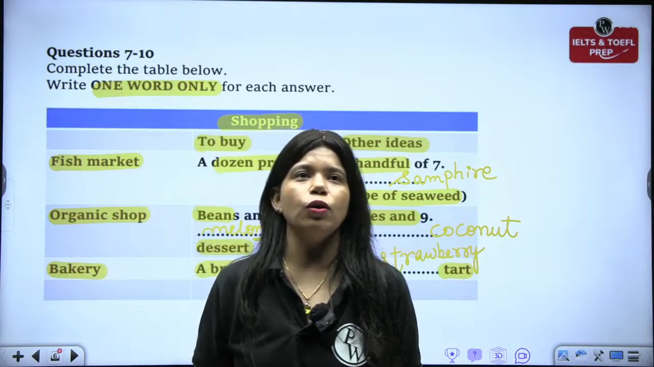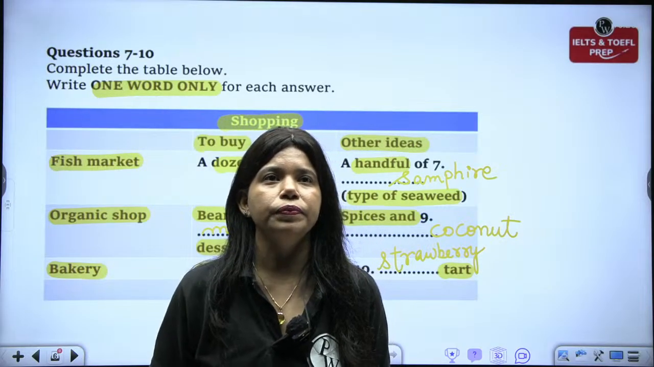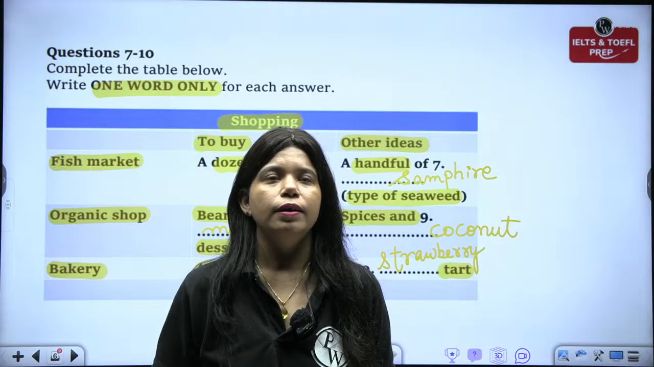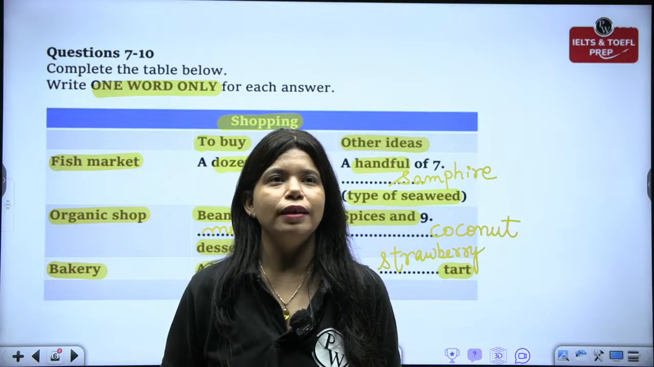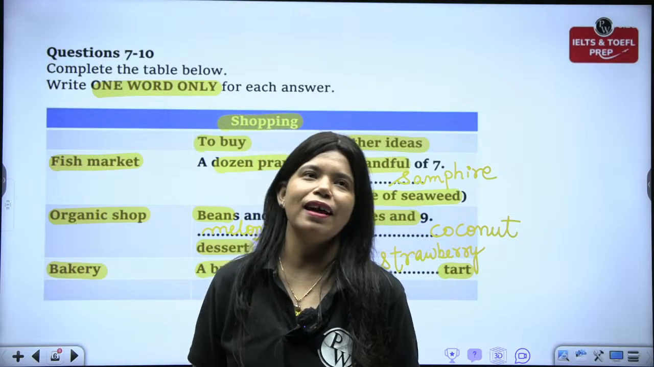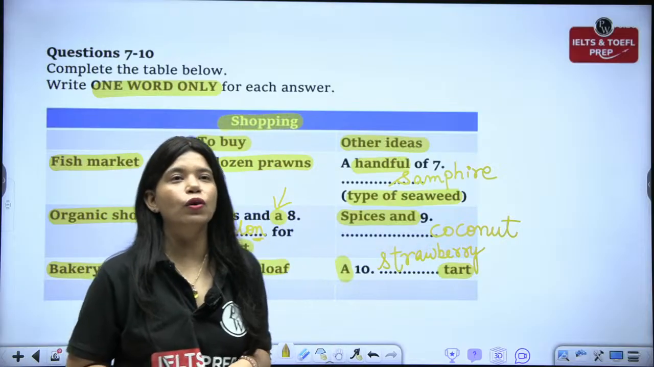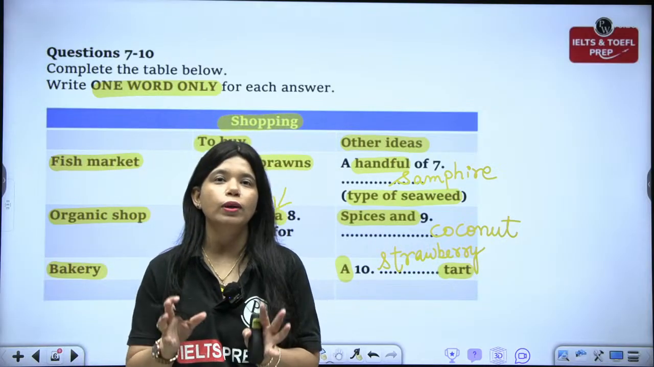And then you're saying coconut, strawberry, samphire, melon, coconut, nice, 10 on 10 correct. Well done everybody. How many of you want to do one more such practice?